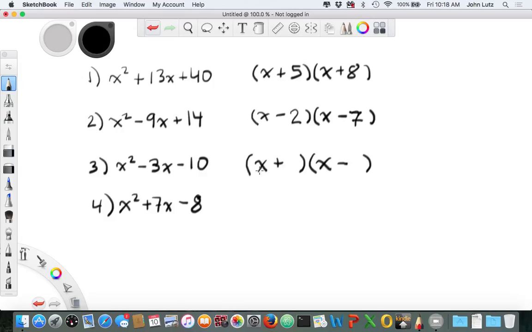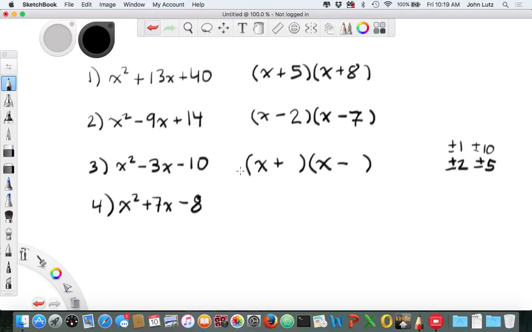Okay, so again, since this is a minus, one of these is going to be a plus and the other one's going to be a minus, so it's going to be x plus something times x minus something. And we're looking for two things that multiply to give us negative 10. So that could be plus or minus 1 times plus or minus 10, which would add to give us either negative 9 or positive 9, because it's either going to be 1 minus 10, which would give us negative 9, or negative 1 plus 10, which would give us positive 9. Or plus or minus 2 and plus or minus 5.